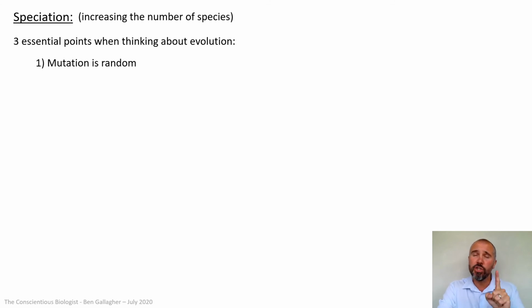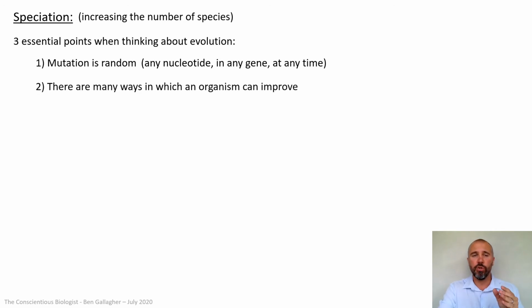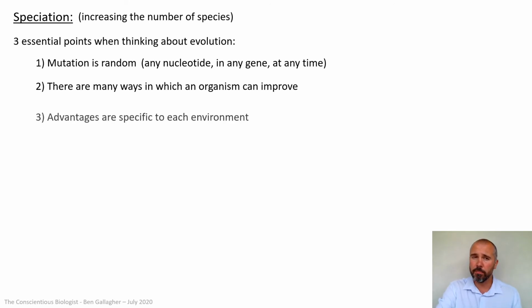Point number 1, mutation is totally random. It's any nucleotide in any gene at any time. 2, there are many ways in which an organism can improve. So just because you get a mutation that gives an advantage, well, you could have had a mutation that gave a totally different advantage. It could be an advantage that makes it a better hunter, or it could be a mutation that makes it better at avoiding predators. Totally different things, still convey an adaptation and an improvement. So there's loads of ways that you can improve.